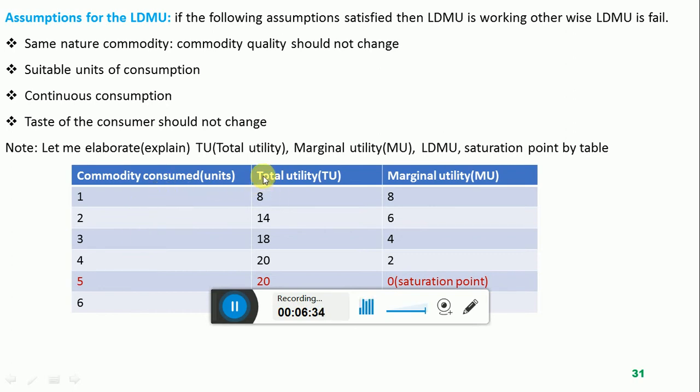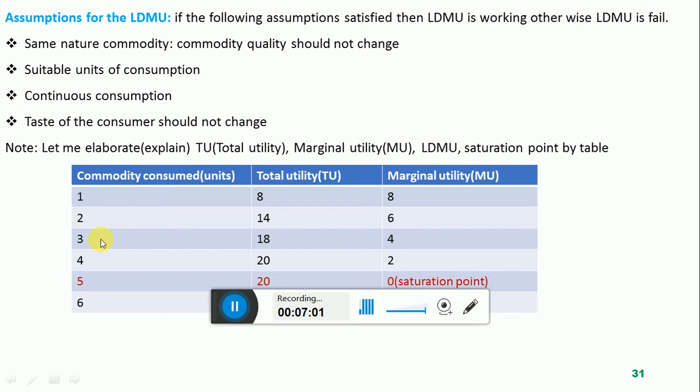The second column defines the total utility of the different number of units consumed. The first apple provides total utility 8, and this is also the marginal utility. The second apple provides marginal utility 6, so 8 plus 6 is total utility 14, meaning the total utility increases from 8 to 14 when the consumer consumes 1 unit more, from 1 to 2.